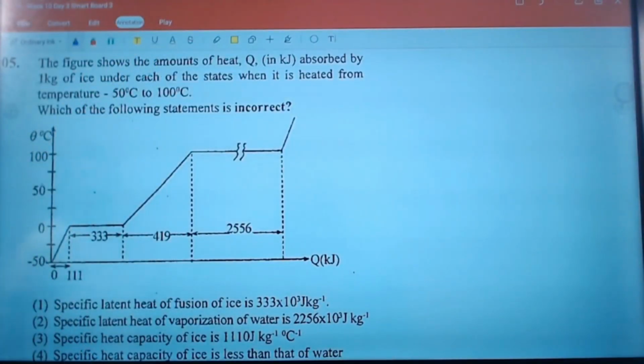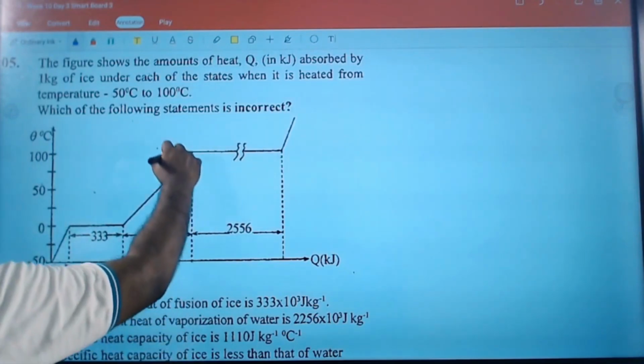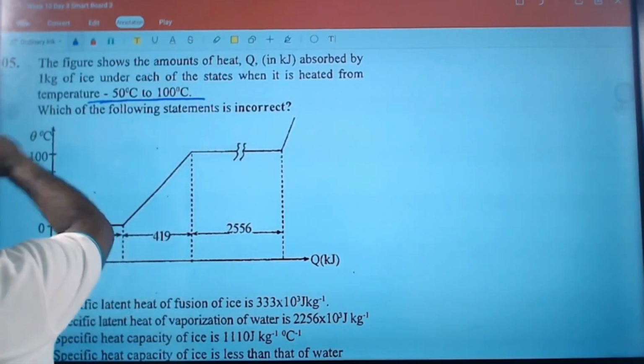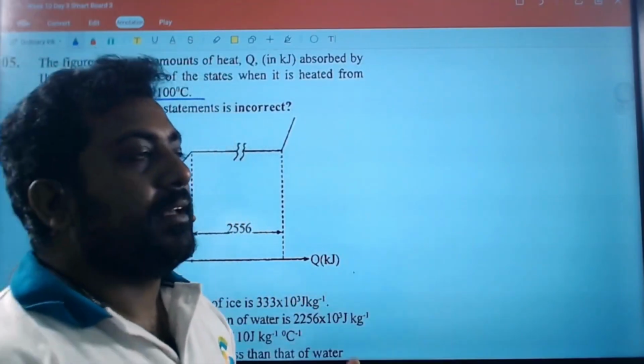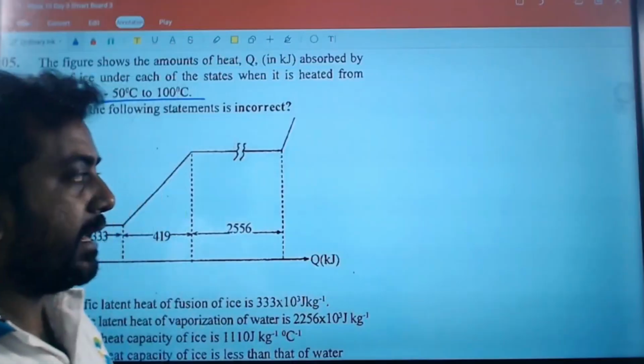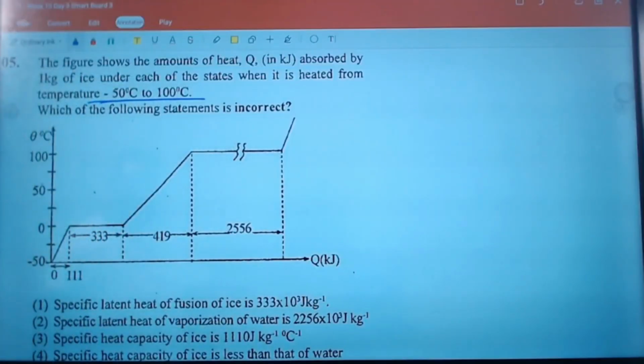The figure shows the amount of heat absorbed by 1 kilogram of ice under each state when you heat from minus 50 to 100. So minus 50 to 100 means heating or absorption of energy is taking place. Right. So here the time is given, heat is given, and here temperature increase is given, in kilojoules.